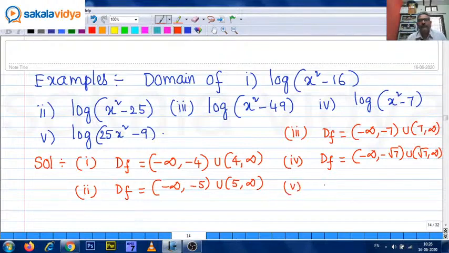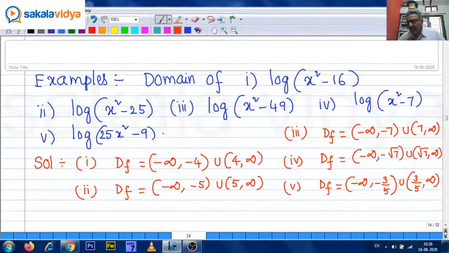Fifth, domain of f. Here you need to write carefully. So 25x square minus 9 equal to 0. What do you get now here? Minus 3 by 5. Am I correct? Union 3 by 5 comma infinity. Who has written? Okay. Right.